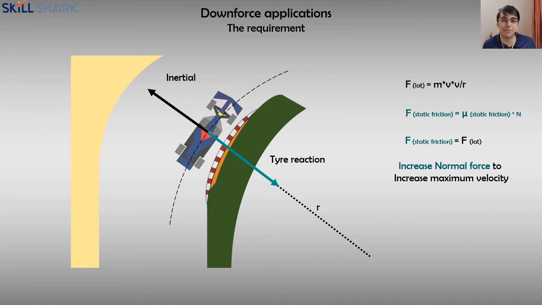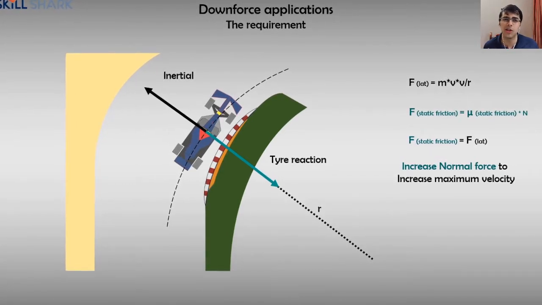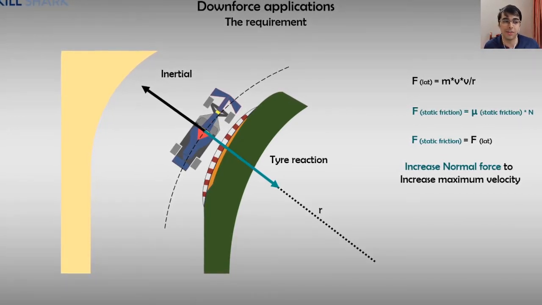So in essence, if you increase the normal load and press down the car with an extra normal load, you get more potential from the car. You can go through the corner with a higher velocity. So this is the entire concept. If you can somehow push that car down and make the car grip better, you can go faster.